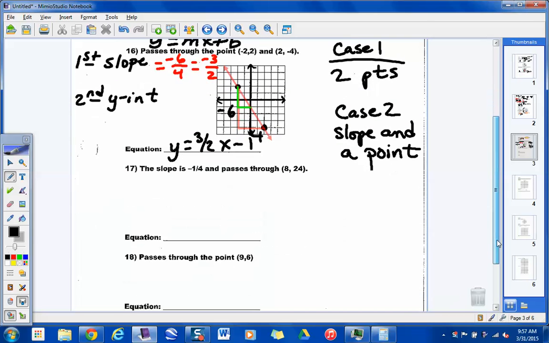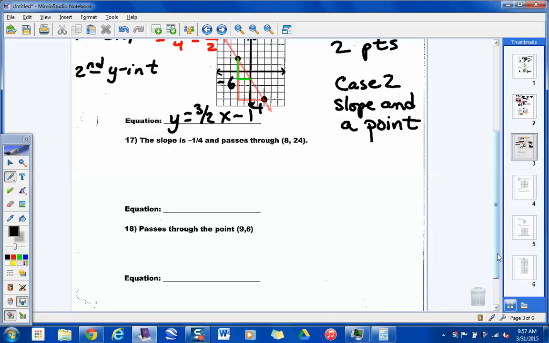Number 17. So your slope is what? -1/4, and it passes through the point what? Okay. So I have a slope and a point. So if I have a slope and a point, do I have an equation or not? Yes. Case 2 right here, right? Okay, first thing I need to find is what, kiddos? Slope. So I know the slope is what value here? It's -1/4. So I'm going to write down y equals -1/4 x to start, right? Because we already know the slope, don't we?